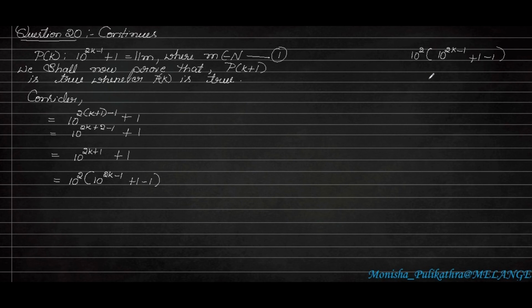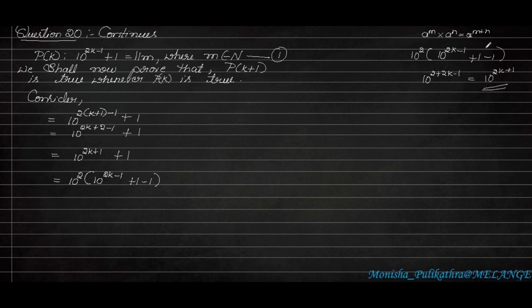So here 10 to the power of, here into is there. We know that a to the power of m into a to the power of n will become a to the power of m plus n. So here if we consider 10 as a, then a to the power of m into a to the power of n will become a to the power of m plus n. So this will be 10 to the power of 2k as it is, plus 2, and minus 1 will be plus 1. So 10 to the power of 2k plus 1 is also equal to 10 to the power of 2 into 10 to the power of 2k minus 1.